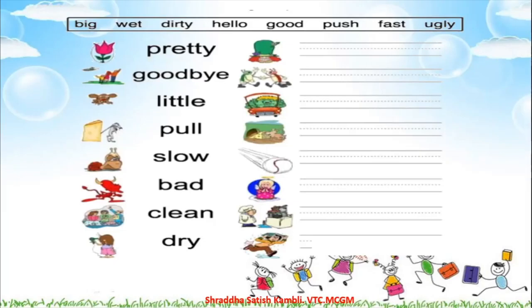So you have the words written and you have many different pictures, and you're supposed to pick up the words which are given in the small box on top, and you're supposed to write the antonym or the synonym. Okay, so you're supposed to write the antonyms here. We are doing exercises on antonyms, remember? So pretty. So which is the antonym of pretty here? It is ugly.